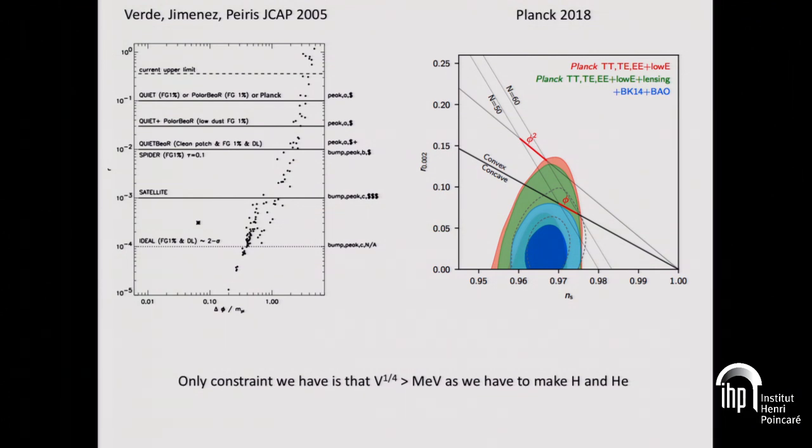The only firm constraint is that the scale has to be bigger than MeVs, because you want to do nucleosynthesis at the end of the day. Actually, it's not even leptogenesis, it's just nucleosynthesis. So this scale is actually not GeVs, but MeVs. And MeV in this plot is actually down at the bottom, in the basement. So this is the perspective, and this is where we are.